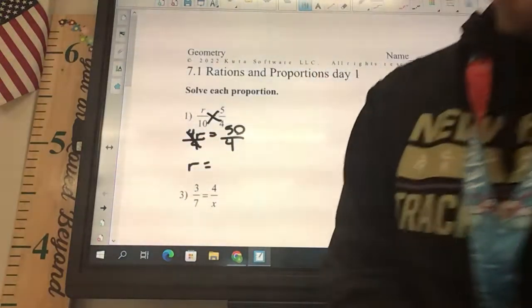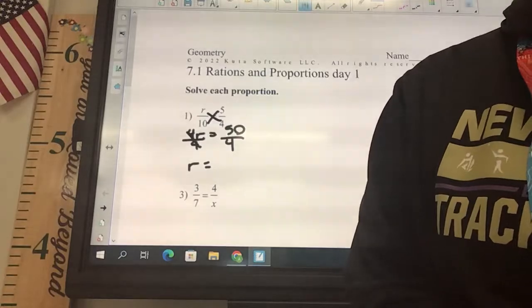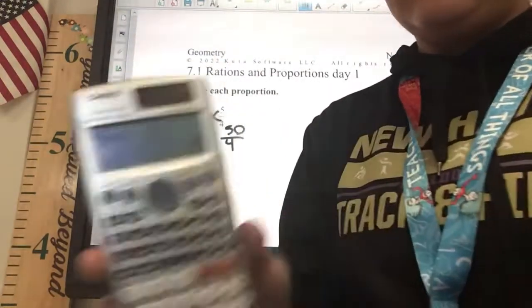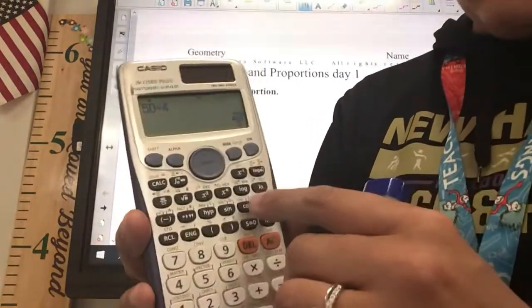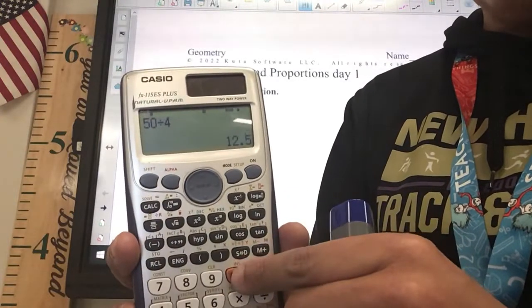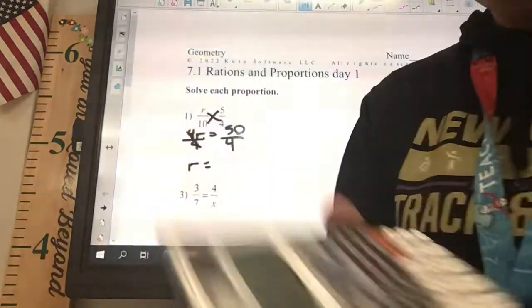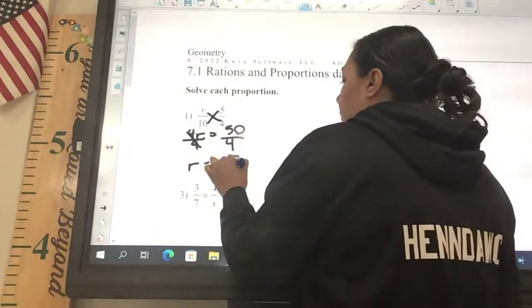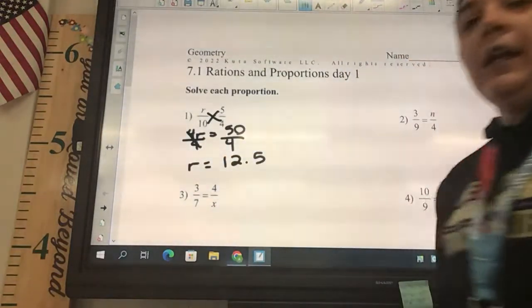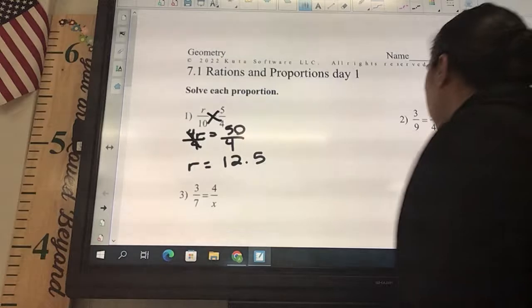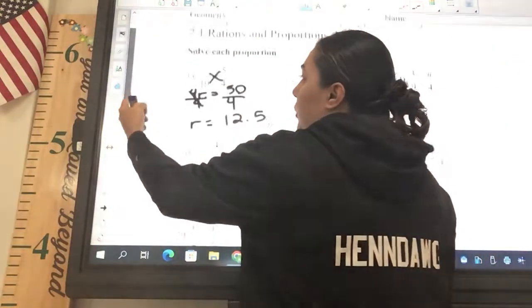Okay, and most of these you're going to need to do on your calculator. So when you say 50 divided by 4, you're probably going to get something that looks like this on your calculator. Make sure you hit that S to D button. We don't want it in a fraction, we want it in a decimal, so 12.5. Okay, and that's all we're doing. And I'll do a few more on the front and then just a couple on the back.